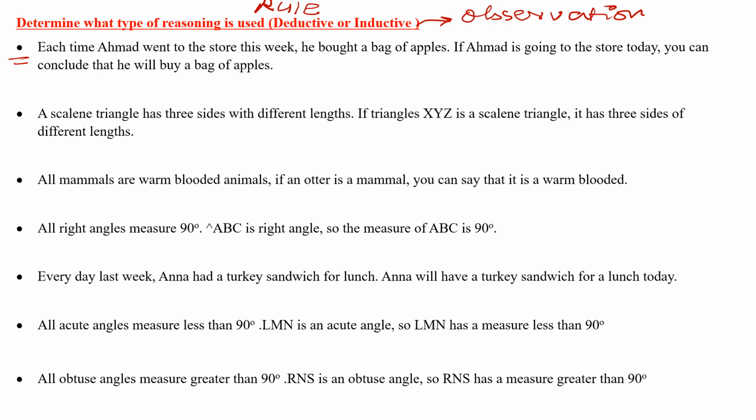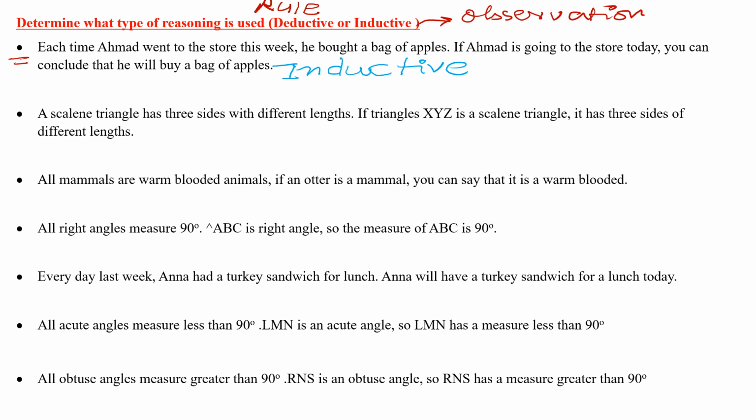Question number 1: each time Ahmed went to the store this week, he bought a bag of apples. If Ahmed is going to the store today, you can conclude that again he will buy a bag of apples. So what is it? Yes, it would be inductive reasoning because it is my observation. Since every time he bought apples, this time also he will buy apples. Whereas he could buy bananas, grapes, or anything.